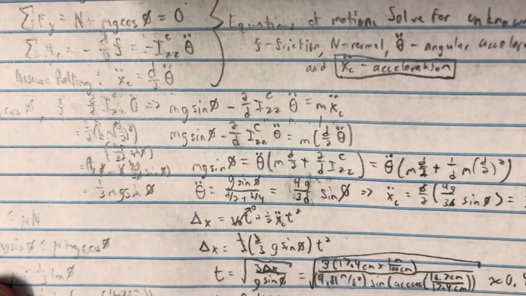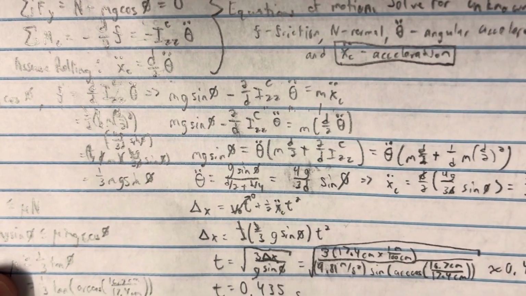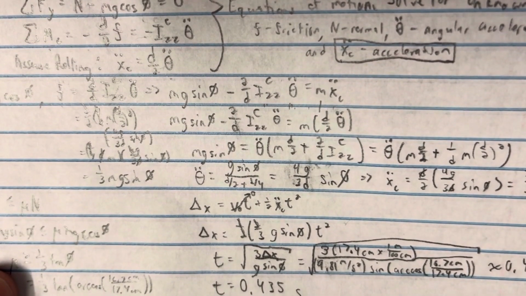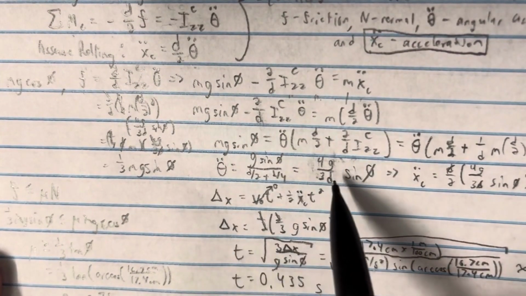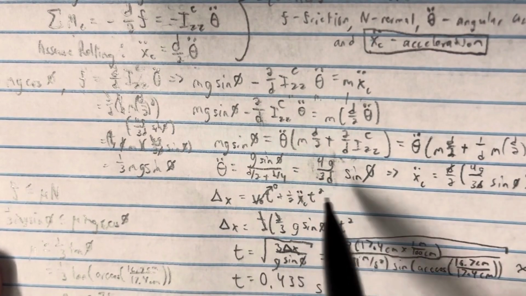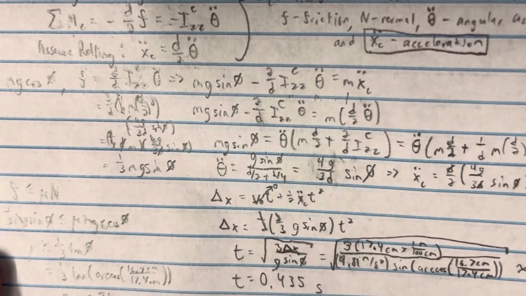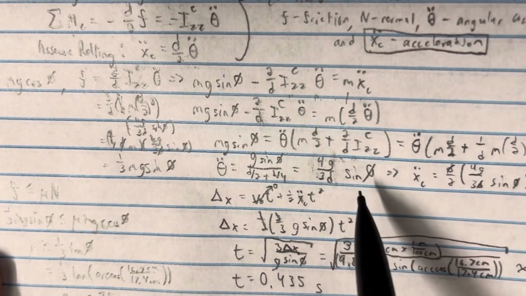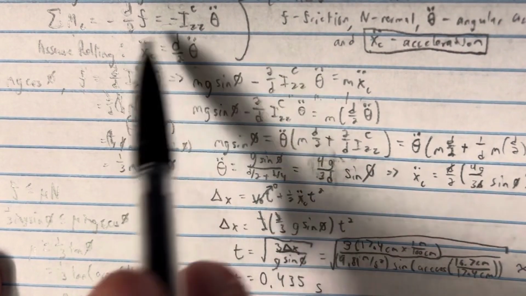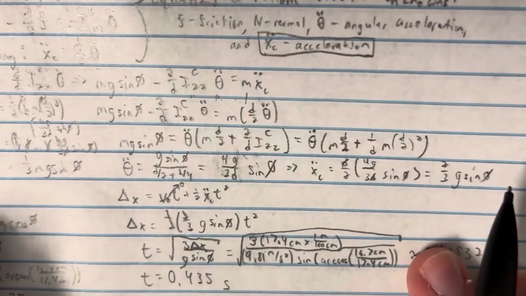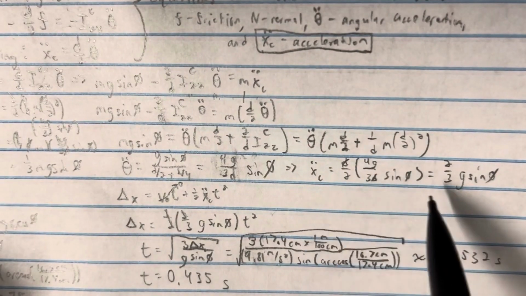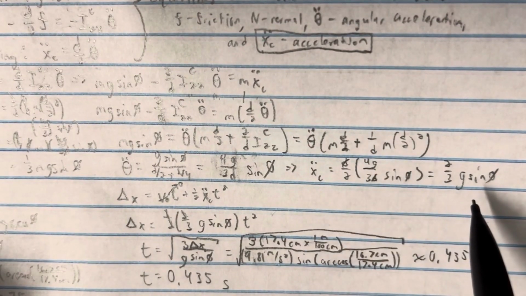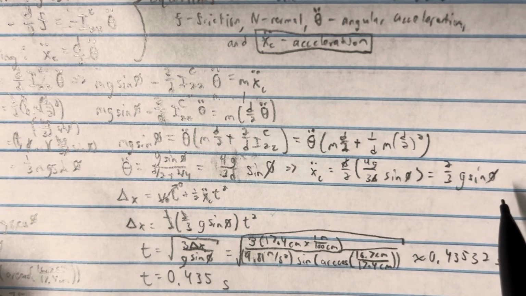Now if you plug in that the moment of inertia of the cylinder about the center of mass is 1/2 mr squared, the angular acceleration is 4 times the gravitational constant over 3 times the diameter of the cylinder times the sine of the angle. Now if we plug this back into equation 4, we can find that the acceleration is equal to simply 2/3 times the gravitational constant times the sine of the angle of the ramp.